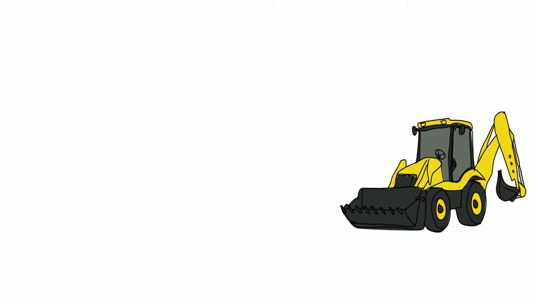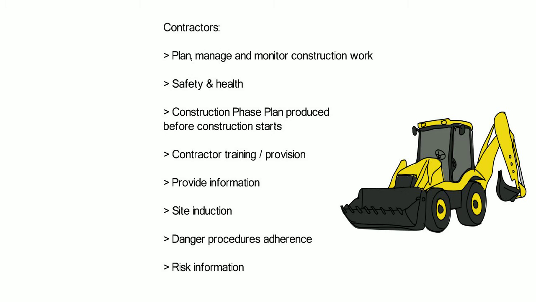Now we shall look at contractors. These are the other tradesmen or organisations employed on the project. Each contractor needs to plan and manage and monitor the way the construction is handled on site. The project needs to be carried out without risks to health or safety for those involved. If there is no principal contractor involved, it is the job of the contractor to draw up the construction phase plan as soon as is practicable prior to setting up the construction site.